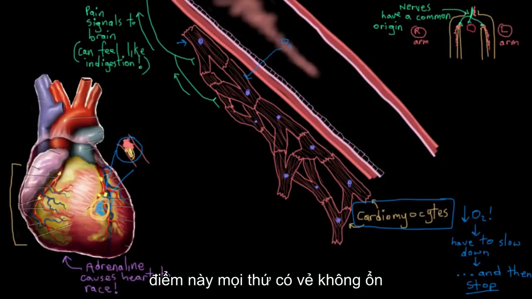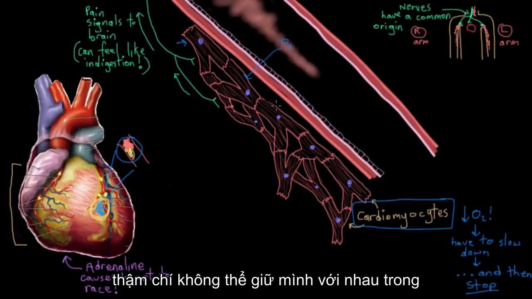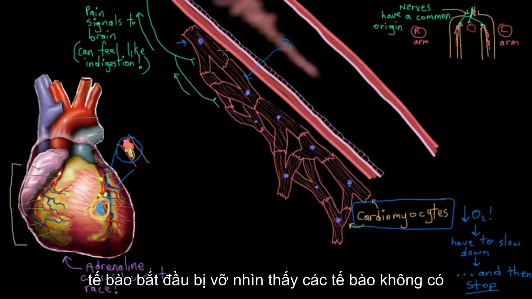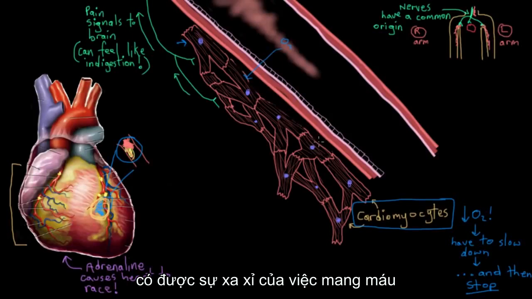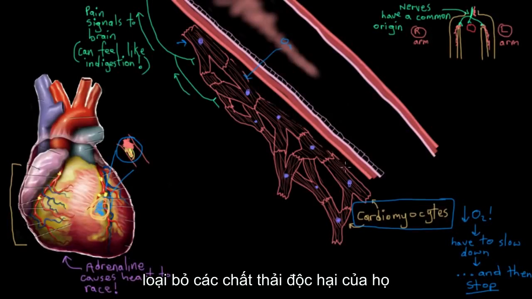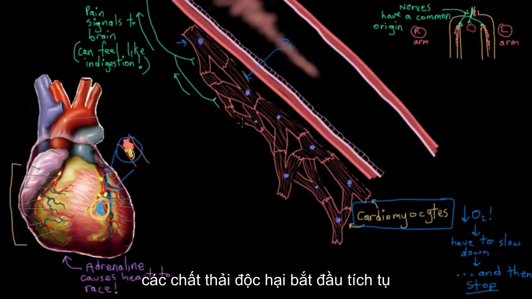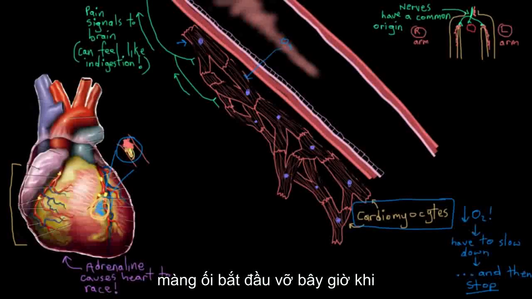Now at this point, things are not looking good for our cardiomyocytes. They actually can't even hold themselves together in one piece anymore. Their membranes actually start to break down and the cells start to rupture. See, cells without oxygen, without blood supply, they don't get the luxury of having blood carry away their toxic waste products that sort of naturally crop up as part of their regular metabolism. So these toxic waste products start to build up inside of our myocytes, and their membranes start to rupture.